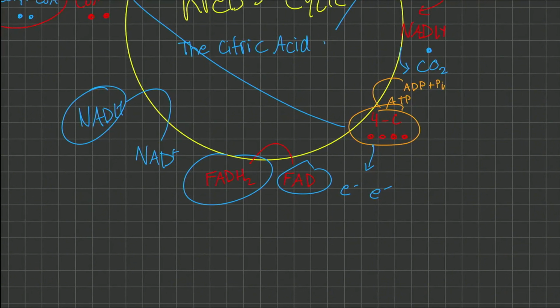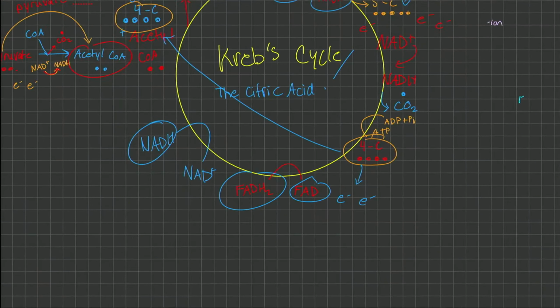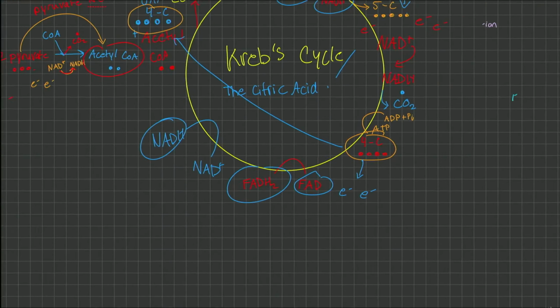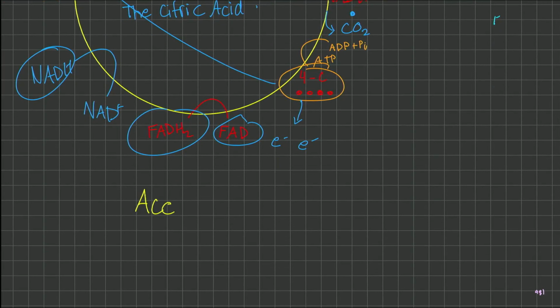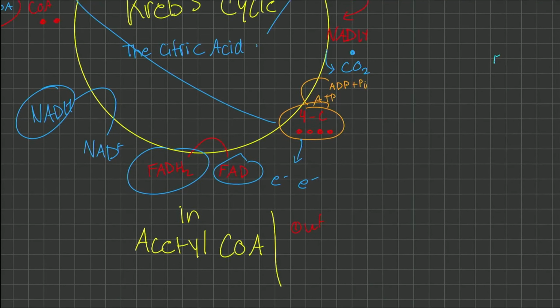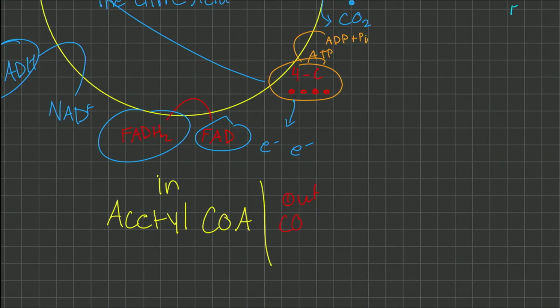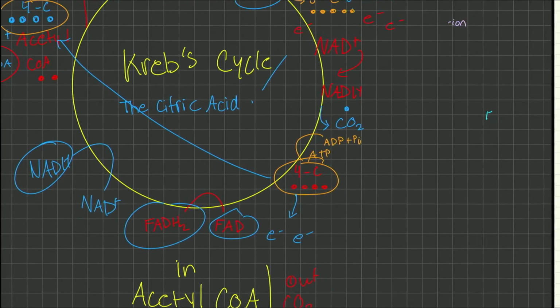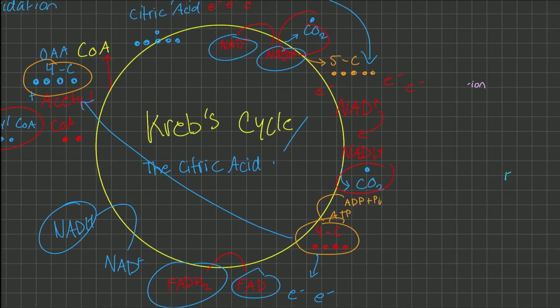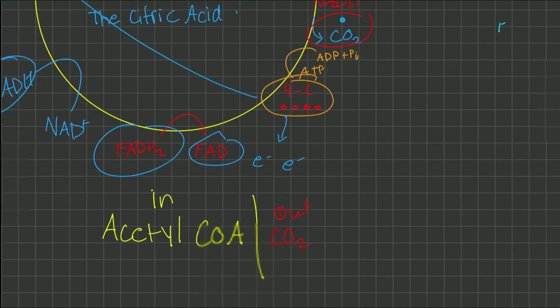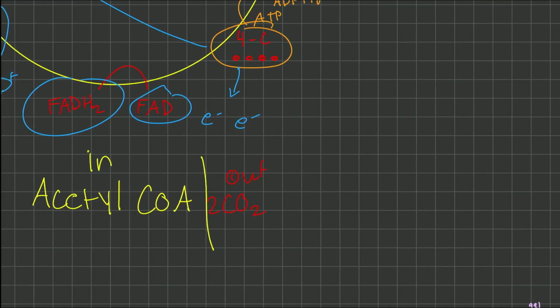So if we were to look at the input versus the output, since this whole process has gone a little messy, as we probably noticed, this is just a nice little summary. Our input is Acetyl CoA. What's outputted is going to be carbon dioxide. So how many carbon dioxides are released here? We have 1, 2. So 2 carbon dioxides are released.